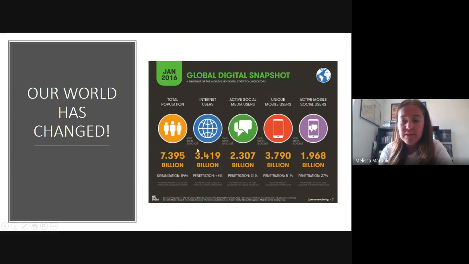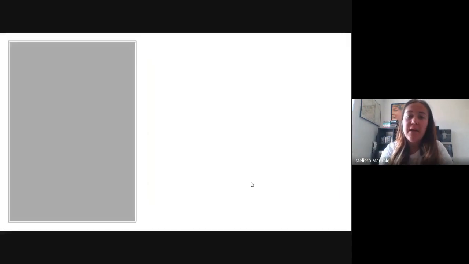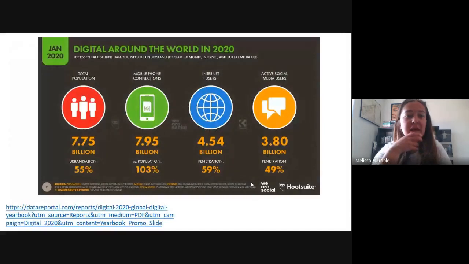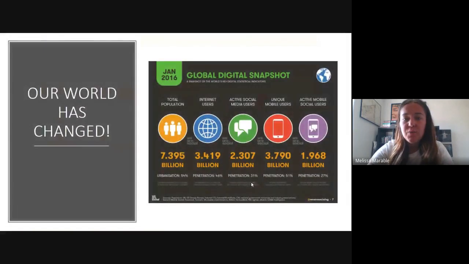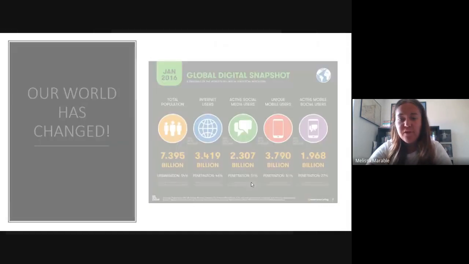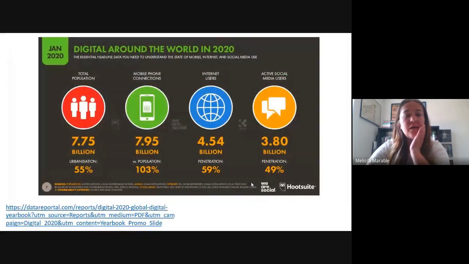Now, if you want to look more into what the different things mean, guys, please do so, but I don't have enough time to do that today. I just want to compare it to now, January 2020. So population has gone up, and so has our mobile phone connection use, internet users, and active social media users. If we quickly flick between mobile phone connections, in 2016, mobile phone users was about 3.799, about 4 billion. We're now nearly at 8 billion. That is crazy. And internet users as well.